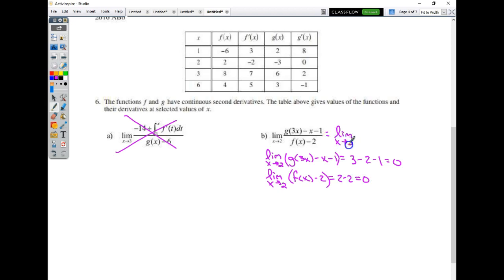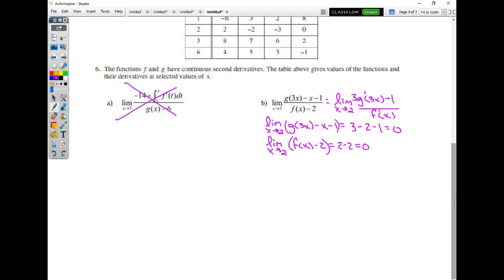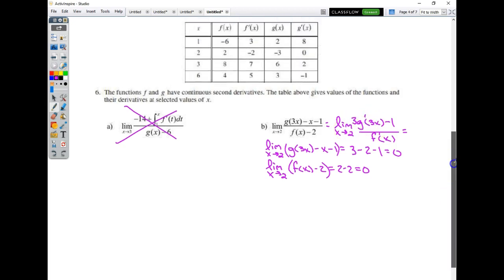Limit as x approaches 2 of g prime of 3x times 3, minus 1, over f prime of x. So when I evaluate this limit, I have 3 times g prime of 6 this time, so g prime of 6 is negative 1. So I've got negative 3 minus 1 over f prime of 2, which is negative 2. My answer turns out to be 2.